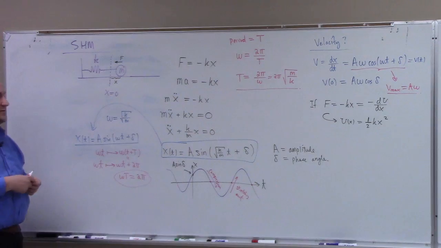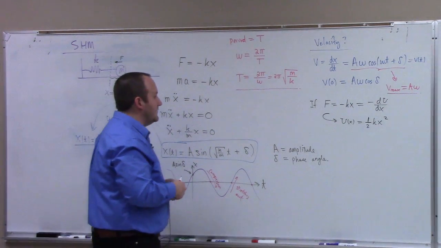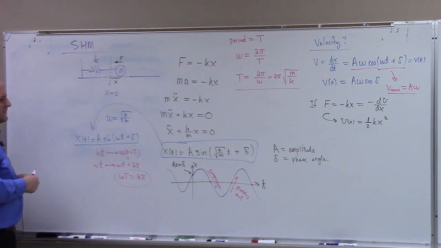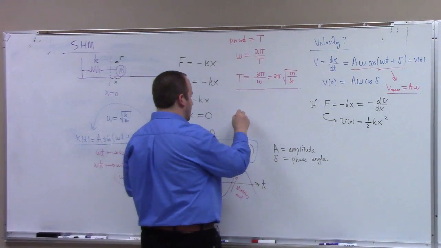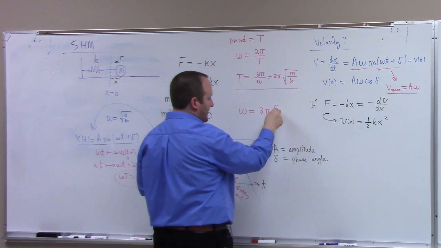You can also write things in terms of frequency, not angular frequency. Frequency is like cycles per second, so you usually use f for frequency. F and omega are related how? I think omega is 2 pi f, right? I think that's just what you said.